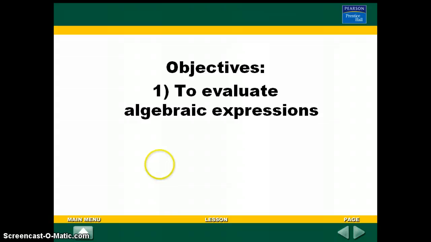So we're going to look at section 2.1. Now we're starting chapter 2, which is about how to deal with equations. We're just going to have to get a little bit of groundwork on this. But first of all, here's our objectives.